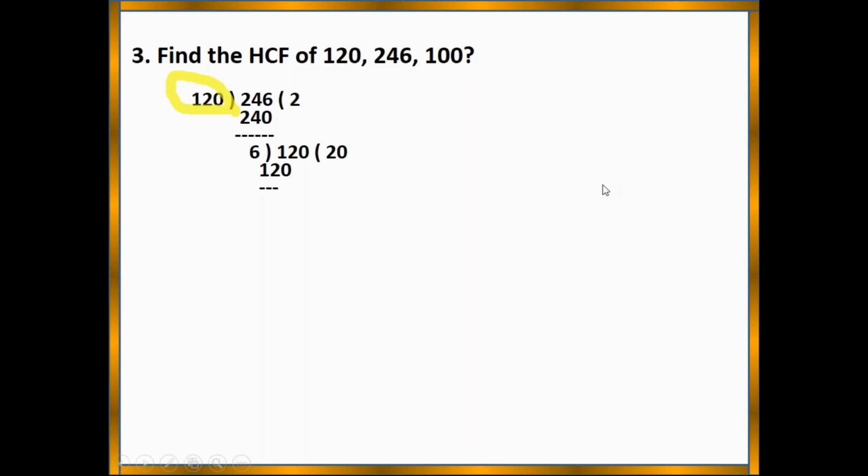So this process continues until the remainder is 0. If the remainder is not 0, this remainder becomes the divisor for the previous divisor, 120. So 0 is the remainder. Stop the process. Now this 6 is the greatest common divisor for the first two numbers, 120 comma 246.